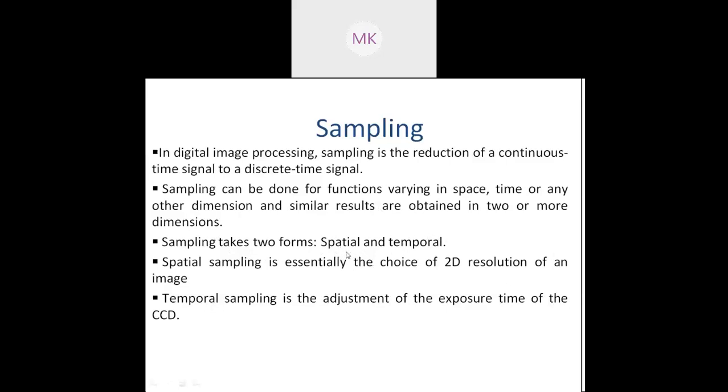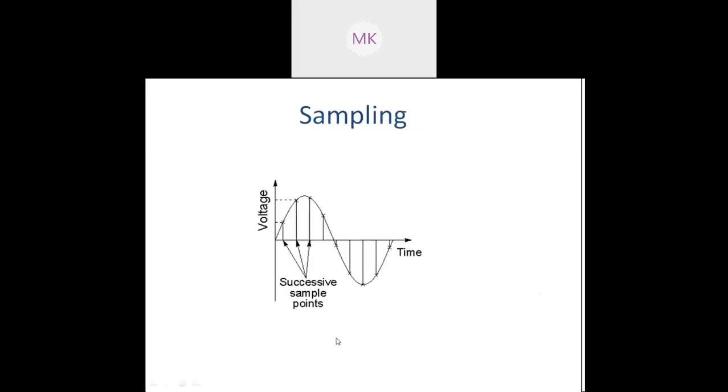If we consider the coordinate values, then it is called spatial. When we consider the time signals, it is considered to be temporal. Spatial sampling is the choice of 2D resolution of an image, whereas temporal sampling is the adjustment of the exposure time of the CCD. So this is an example of the sampling technique.